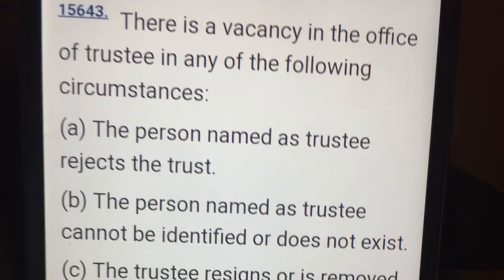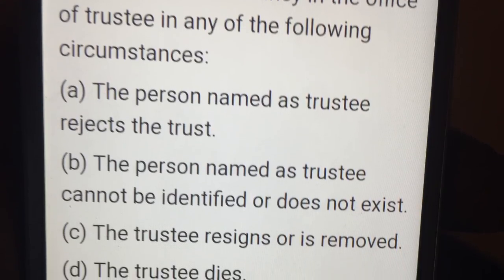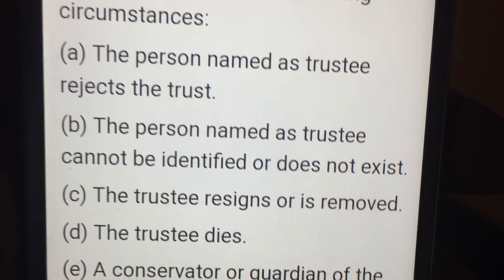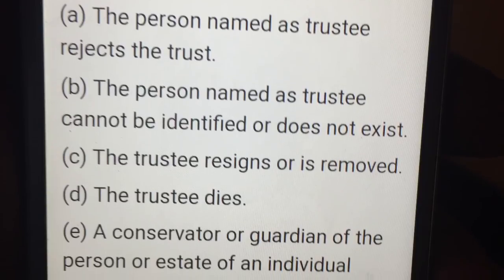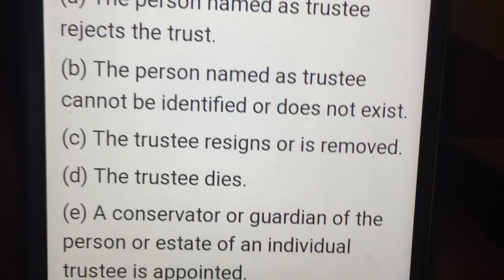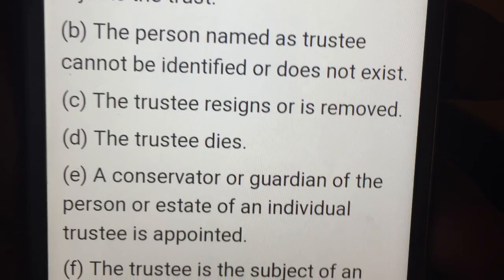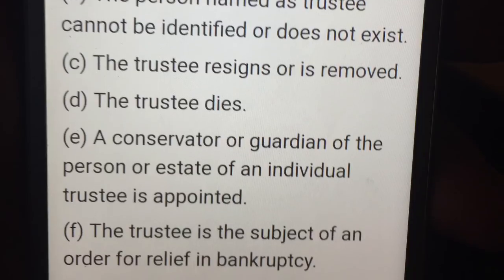See, now there's a vacancy in the office of trustee if any of the following circumstances. The person named as trustee rejects the trust. Well, that's not you because you're not named as trustee. See, the person named as trustee cannot be identified or does not exist. That would be you. Now, refusing office of the trustee will not work if you're on the street being picked up on a warrant, okay?